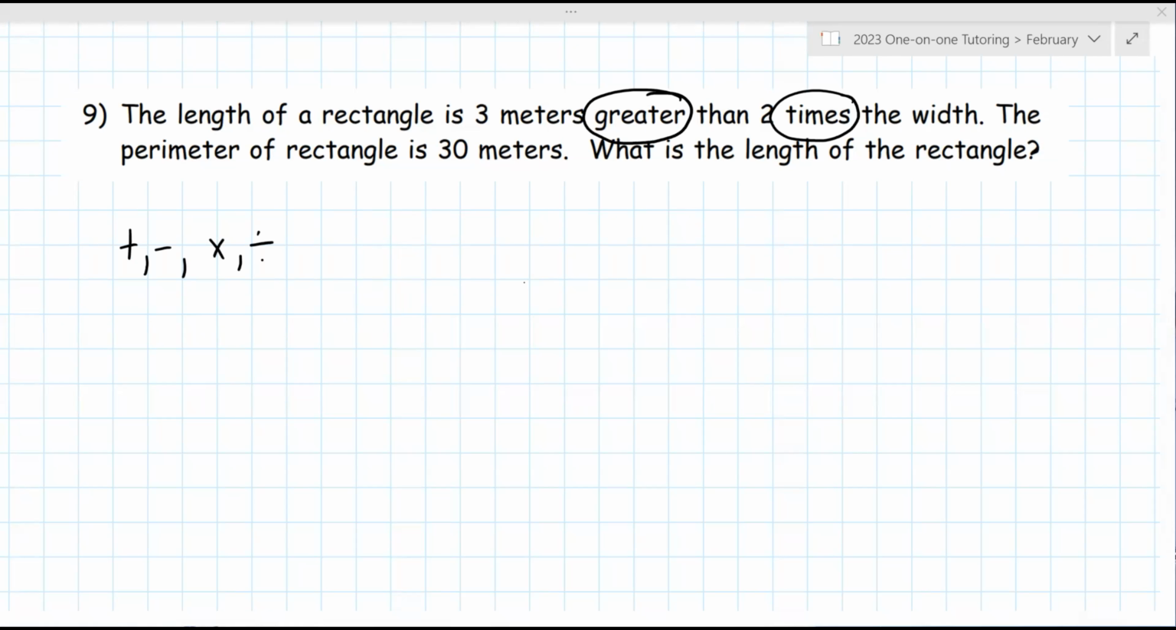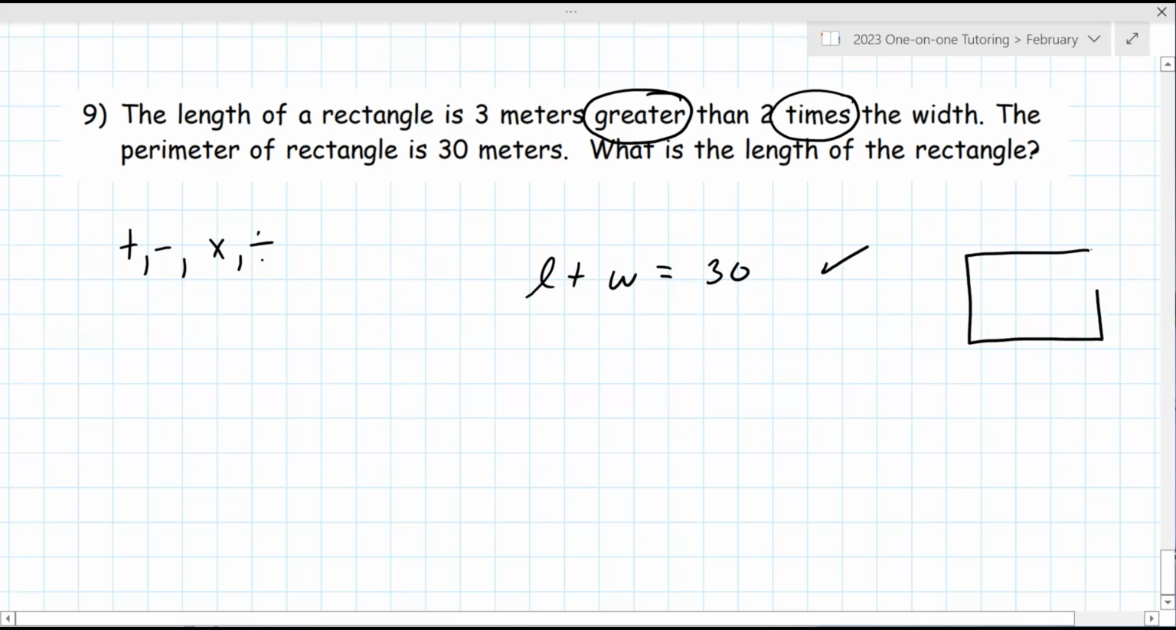L plus W equals 30. Good. Well, I'm sorry, that one's not quite right, because it is L and W, but the perimeter is to go all the way around. So you'd have 2L, 2W? Yes. And then L equals 3 plus 2W. So 3 plus 2W, perfect. Greater than would mean plus. Yes, that's right.